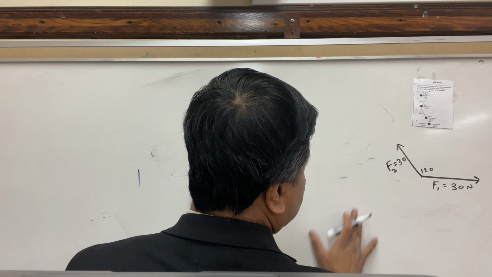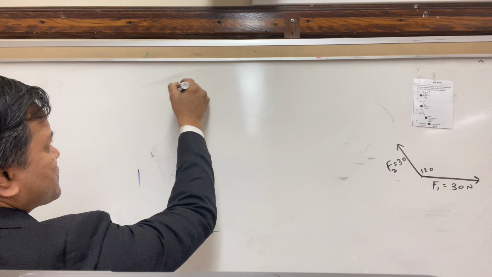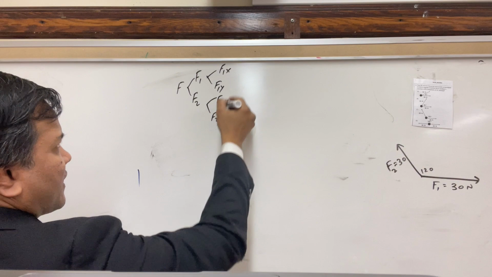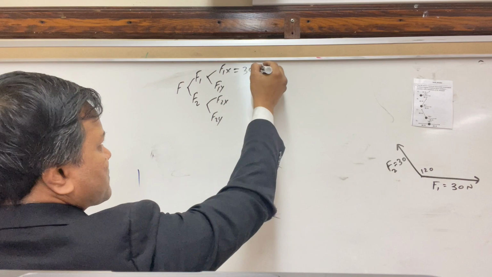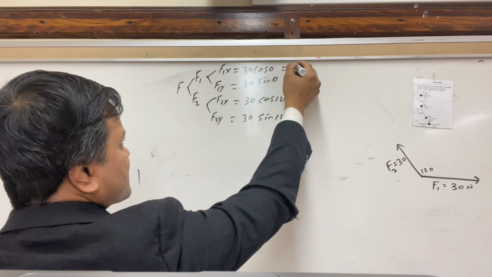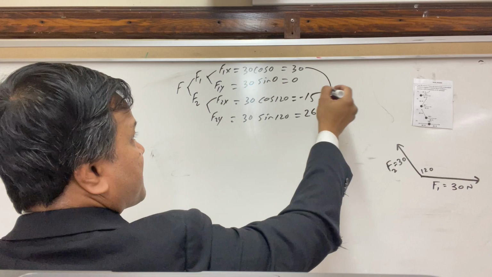the trigonometry. So you have force 1, force 2, force 1x, force 1y, force 2x, force 2y. So force 1 is 30 cosine 0, 30 sine 0, and force 2 is 30 cosine 120, 30 sine 120. So this is 30, this is 0, this is 26.1. So x plus x is 15 and y plus y is 26.